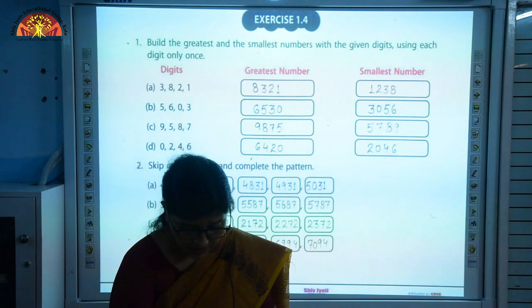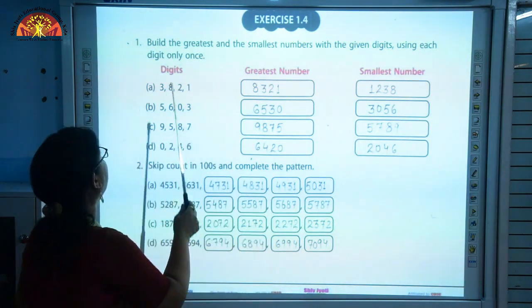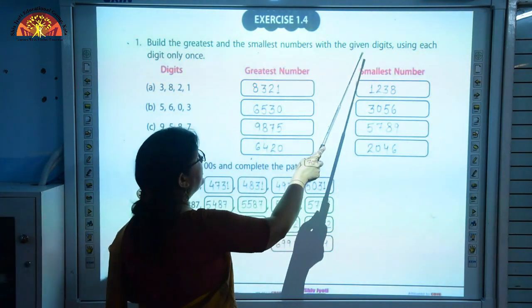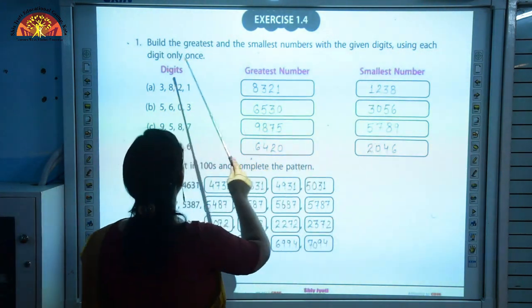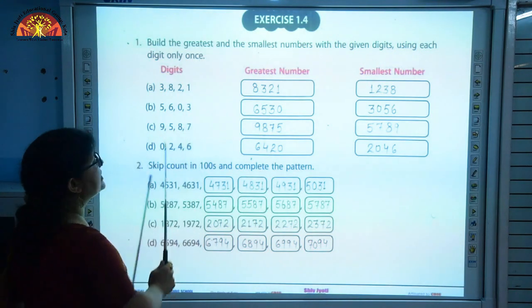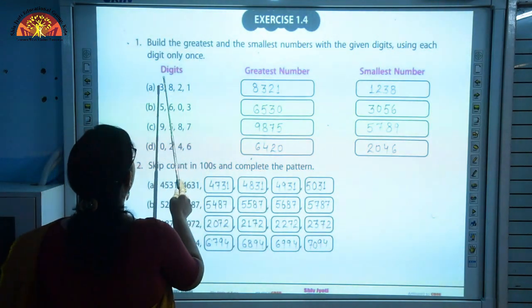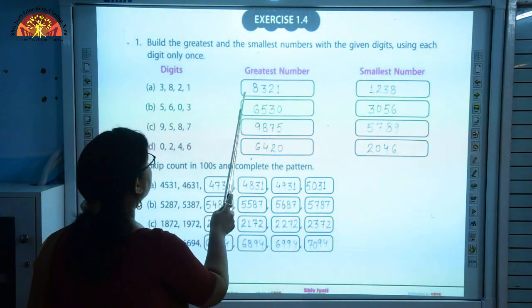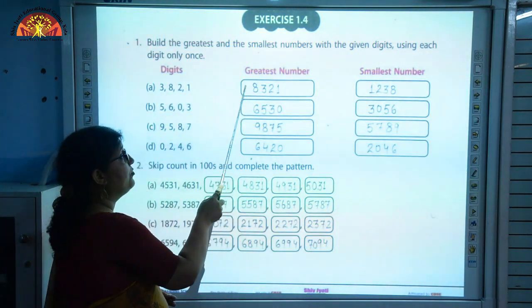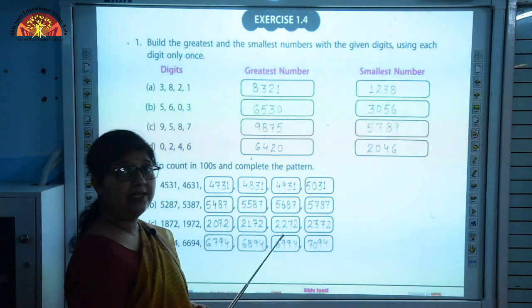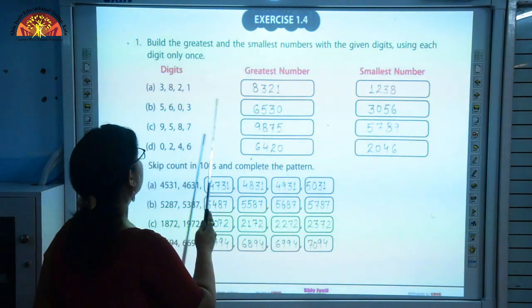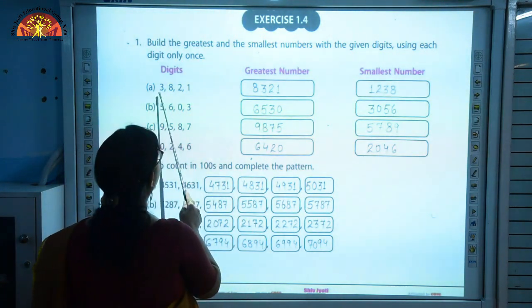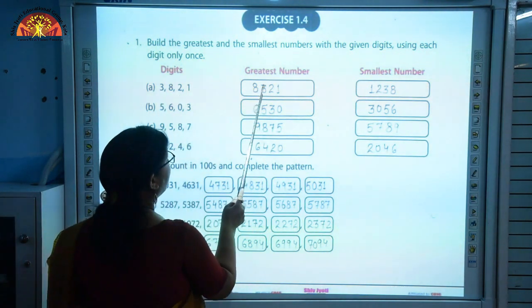Now we will discuss bookwork exercise 1.4. You open your book, page number 13. Build the greatest and the smallest numbers with the given digits using each digit only once. This is question number 1. Digits are A part of this 3821. So to form greatest number, we arrange the digits in descending order. So we write greatest digit first, that is 8, then we write 3, then 2, then 1. So what number will we get?